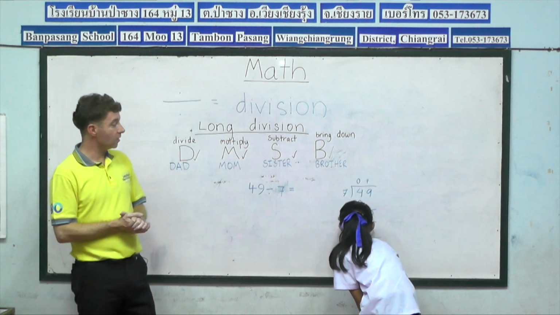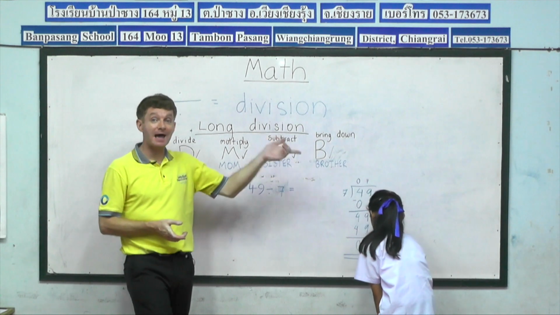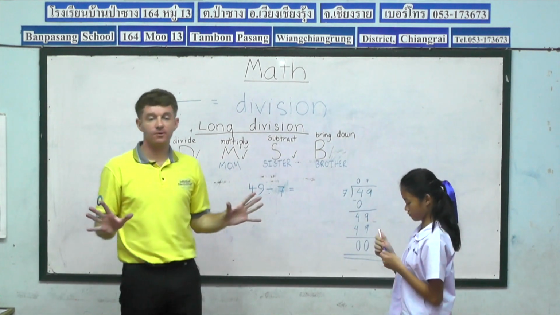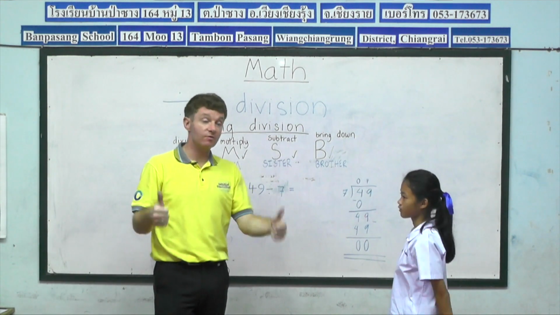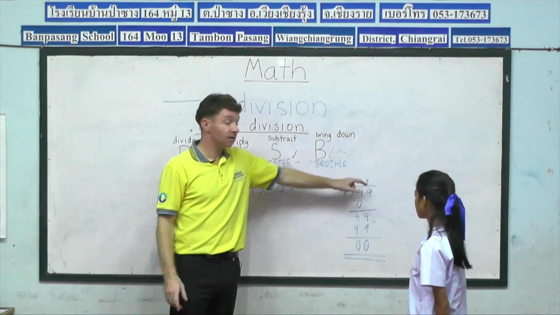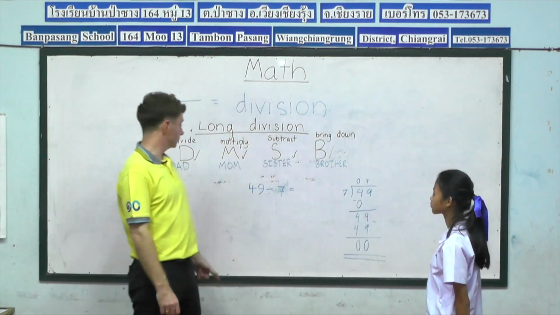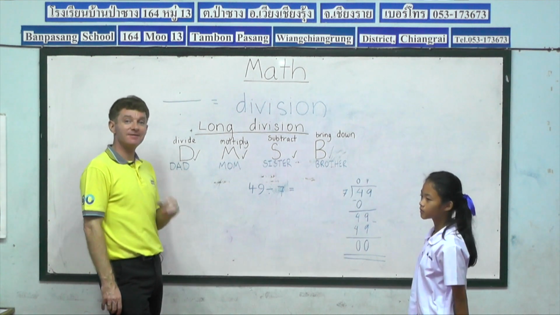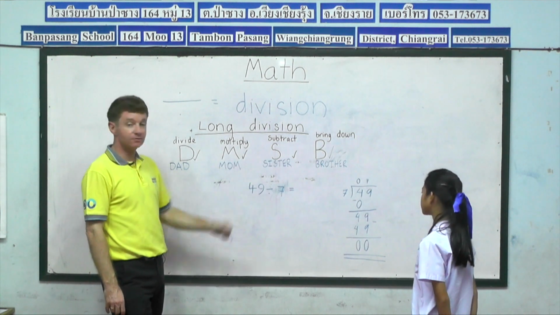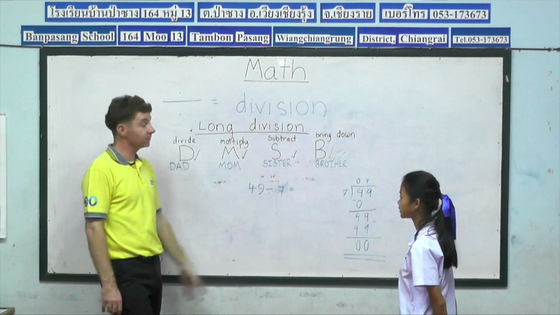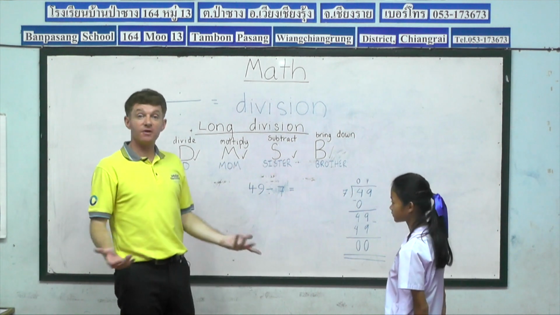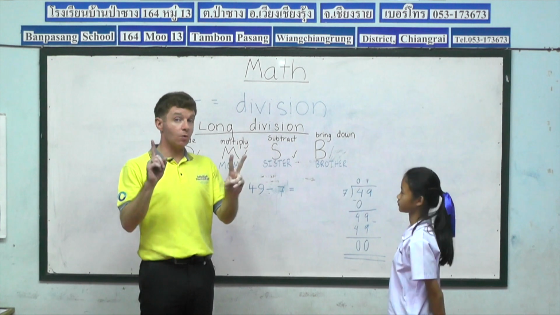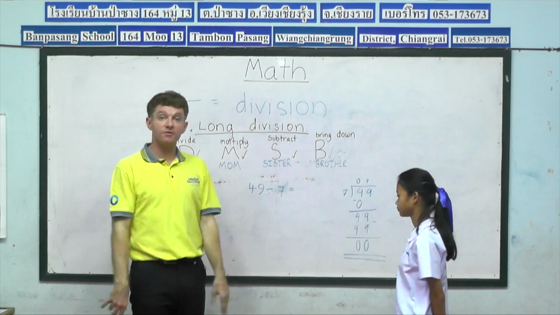And then Down, our next step is to bring down. But there's no more numbers to bring down, so once again, we're finished. Our answer, 7. So we can say 49 divided by 7 equals 7. Division of 2 digits by 1 digit using the long division method.